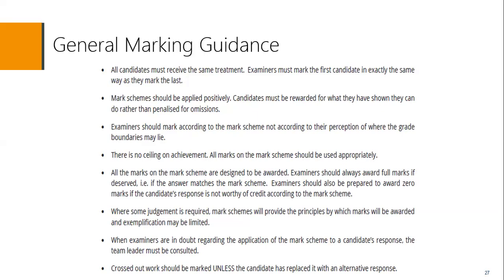And team leaders should be consulted if there's any doubt. If work is crossed out, it can be marked, but not if there's an alternative response. So if a candidate has just crossed out a question and then carried on and not done anything else with that question, it will be marked if it can be read. If they've crossed it out and then put an alternative answer underneath, it will be assumed that the alternative answer is the one that they want marked, and that is what will be marked.